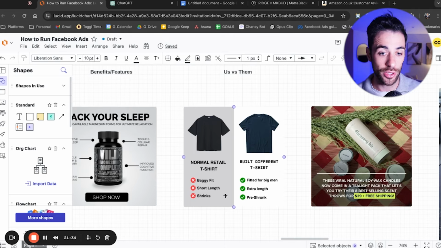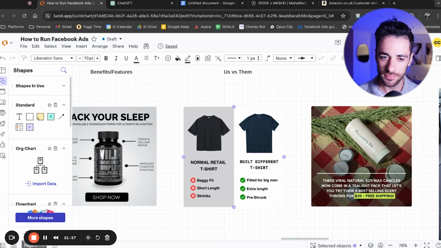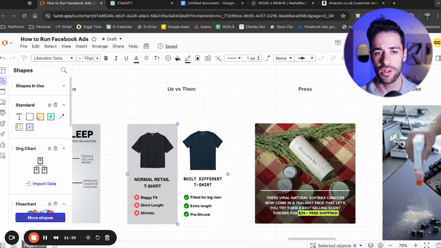So here you can see this one's doing that. It's not talking about brand A and brand B. It's talking about our brand versus just a normal t-shirt, okay? Introducing maybe problems here: baggy fit, short length, shrinks, and then giving your brand as a solution: fit for big men, extra length, pre-shrunk. I imagine this avatar is muscly guys or something, and that's how they're targeting them, right?